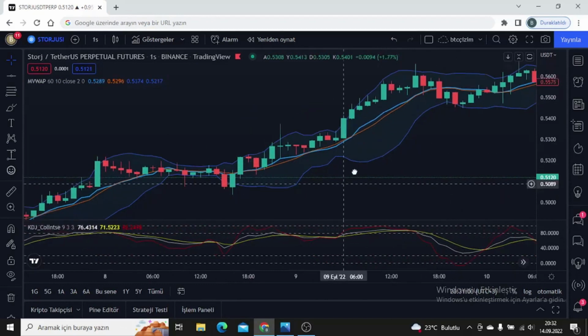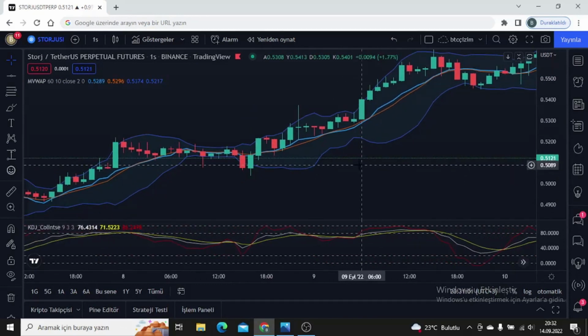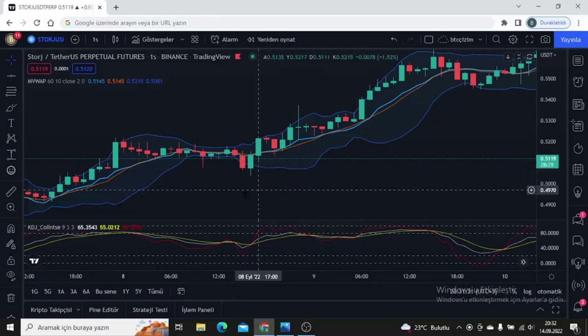KDJ alone does not give us a very fast buy and sell signal. So it shows us that the trend is continuing. It tells us whether the price is in the overbought or oversold area. It provides the benefit. And the moving average indicator we use is very compatible with this indicator. When we look at it now, it gives us very few signals here. But there are important points for us.